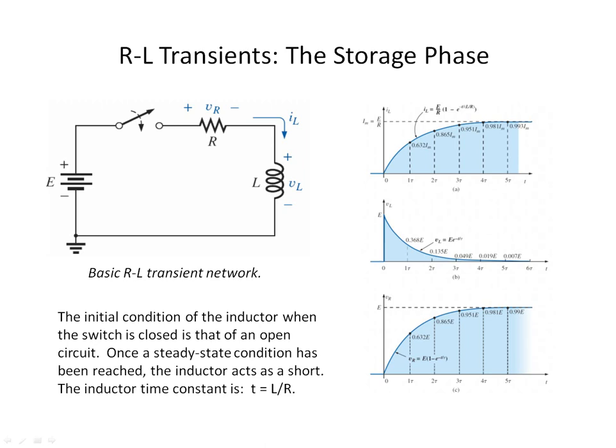And the final plot on the bottom shows what's happening to the voltage across the resistor. This is following the current. If we look at the top plot, you can see that the curve is the same. It is ramping up. So as the current increases, the voltage across the resistor will also increase.